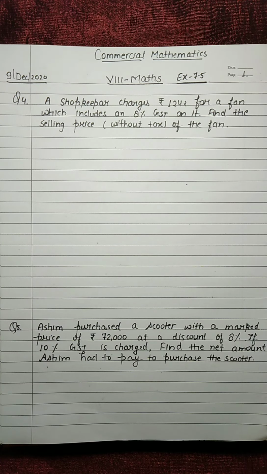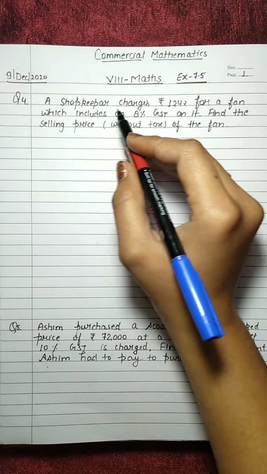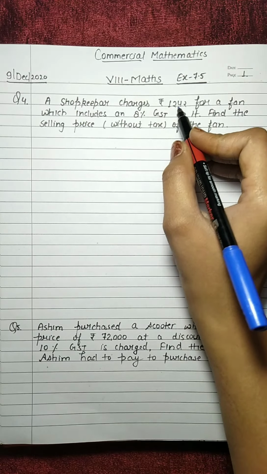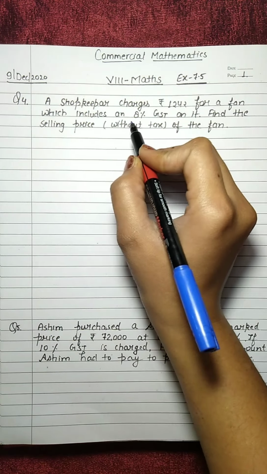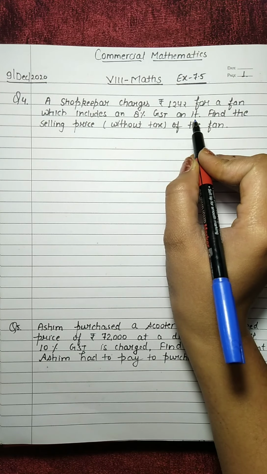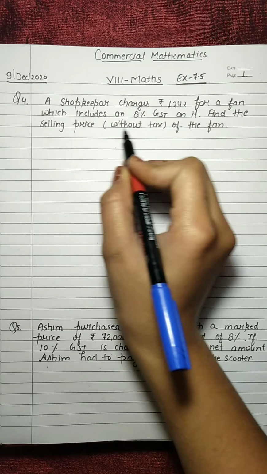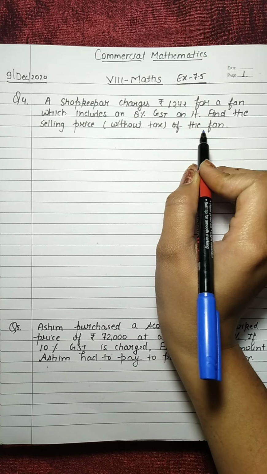Students, now we will continue your previous exercise. So let's start question number 4. A shopkeeper charged rupees 1242 for a fan which includes an 8% GST on it. Okay students, find the selling price without tax of the fan.